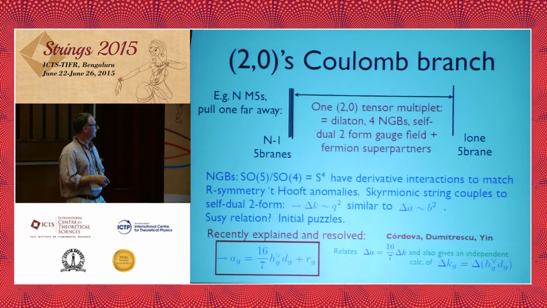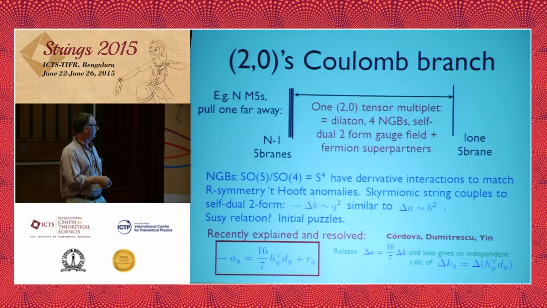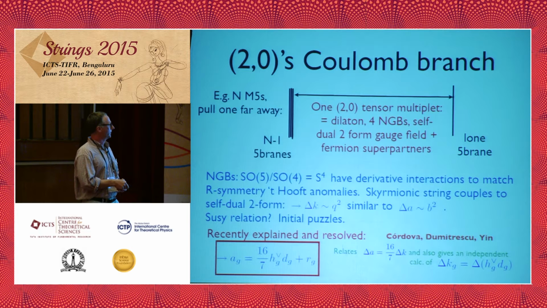And there were some initial puzzles. And this was recently very nicely explained and resolved in a paper by Clay Cordova, Thomas Dumitrescu, and Shih. What they showed in this paper was that the A for the 2-0 theories can be written this way. So it's the same quantity, the dual Coxeter number times the dimension of the group, some coefficient, and then the rank of the ADE group. And the way that this was done was to relate the change in A to this change in K. And this also gives an independent calculation of the change in K being related to this quantity.